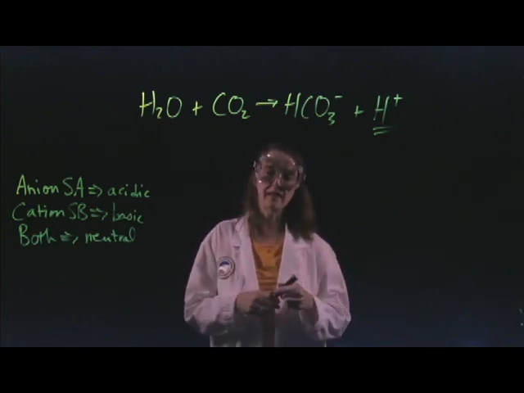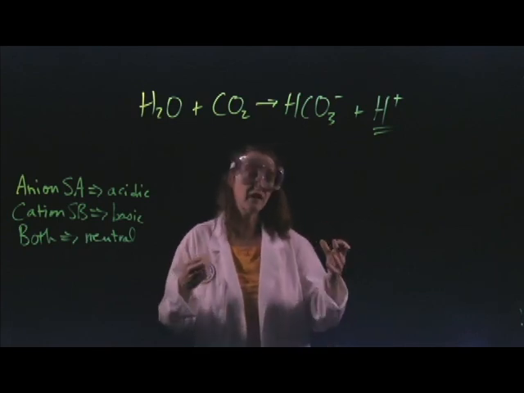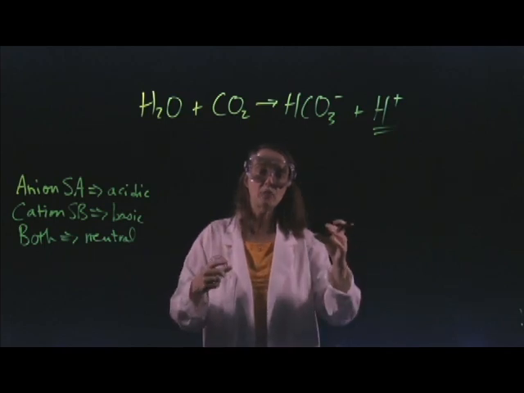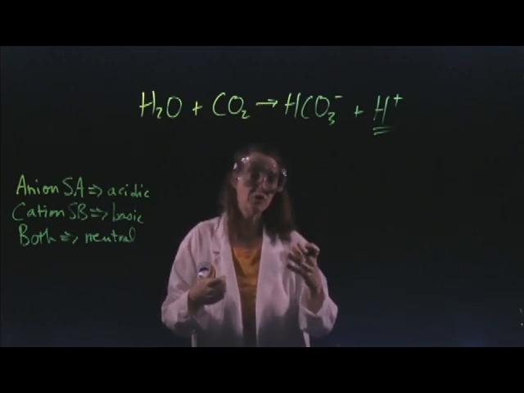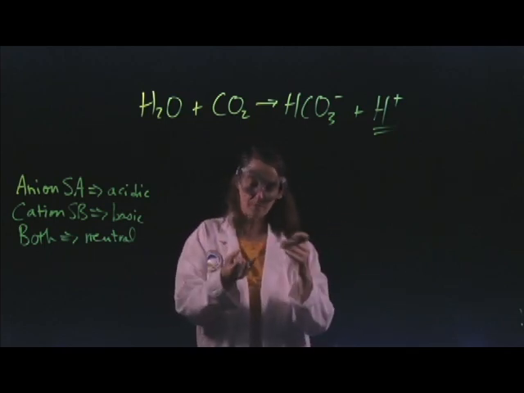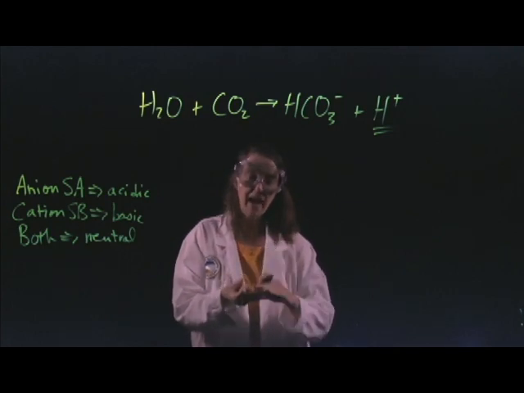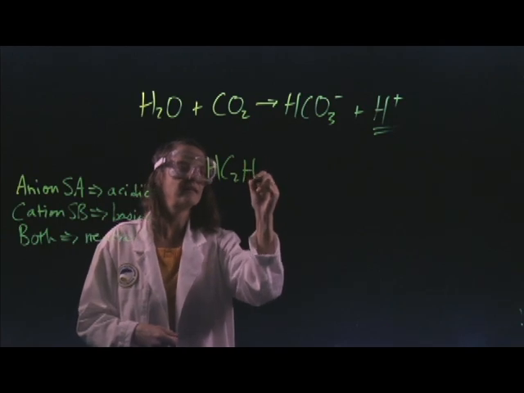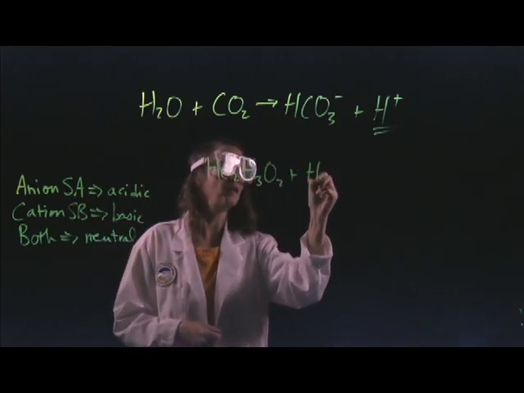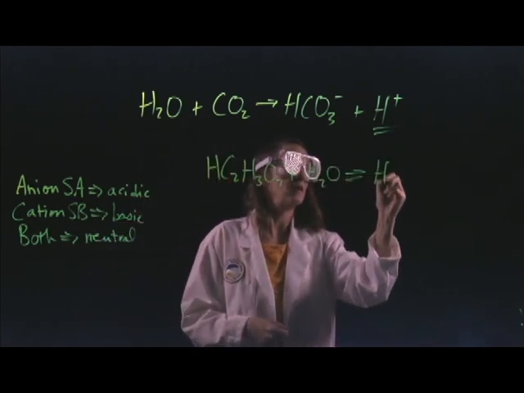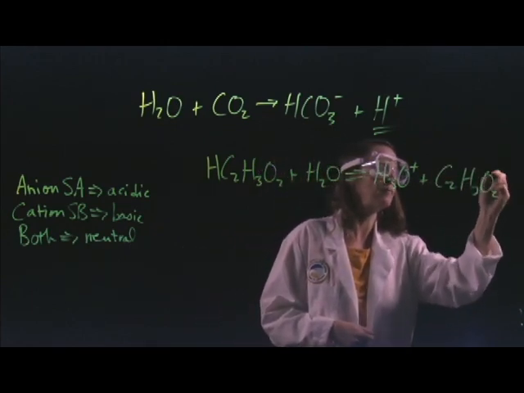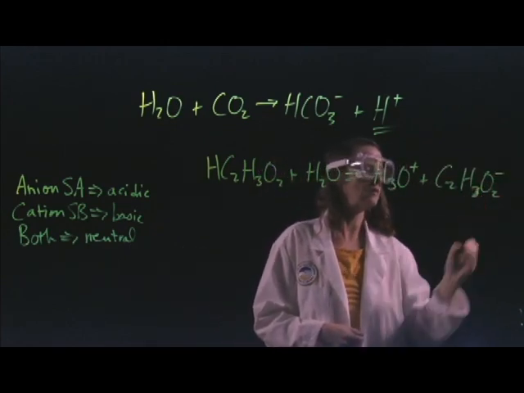Let me just look at an example here, because you're writing a lot of reactions and then looking at shifting equilibria in order to answer questions in the lab. For example, let's look at the acetic acid acetate buffer system. Acetic acid in water. We get some hydronium ion and acetate ion.